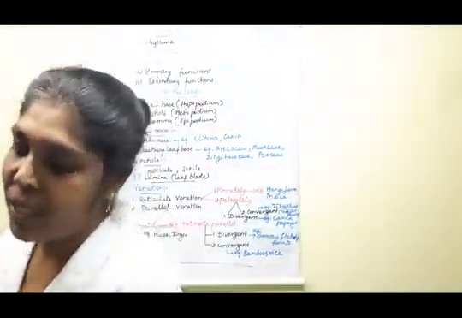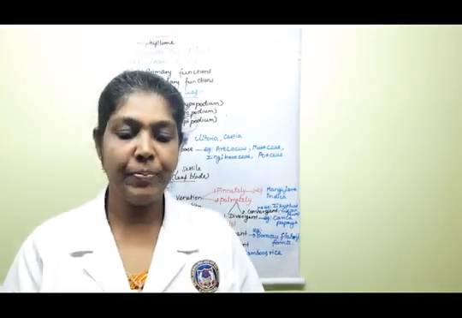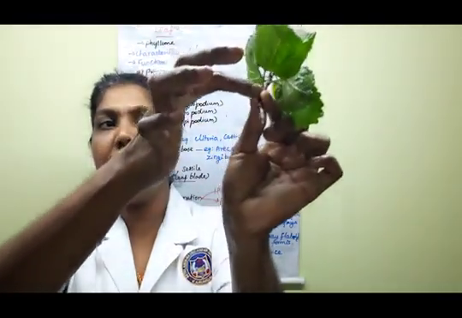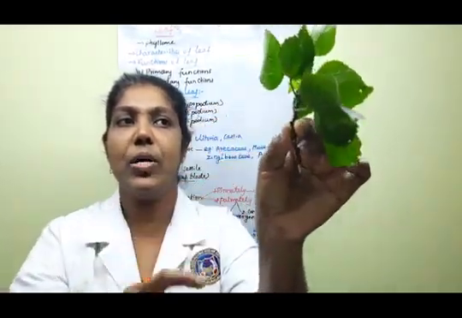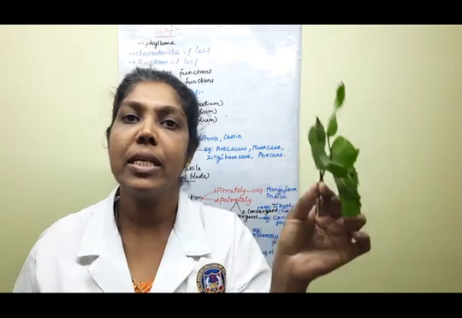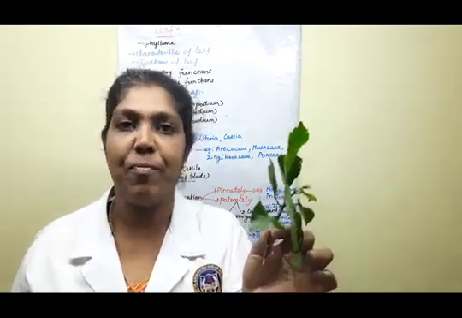Yes. Very good. So here is the leaf, and it has three major parts. What are the three parts? Very good. This is the leaf lamina or leaf blade. This is the stalk of the leaf. And the part attaching to the stem, what is that called? Very good. That is the leaf base.